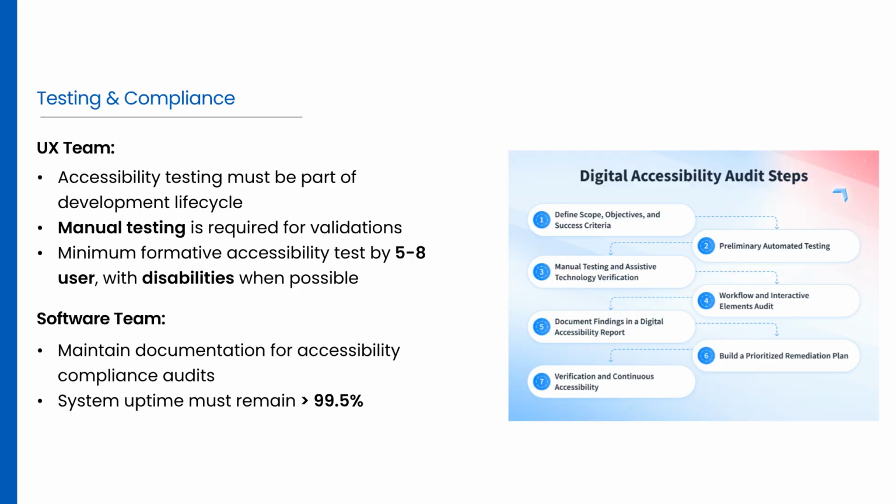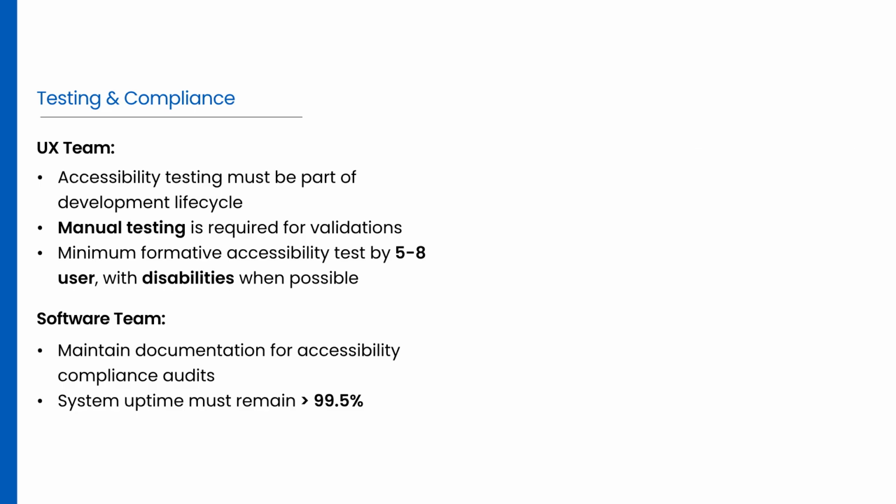The software team must maintain proper documentation for accessibility compliance and audits. System performance must remain reliable, with uptime above 99.5%, ensuring continuous accessibility and availability for all users.